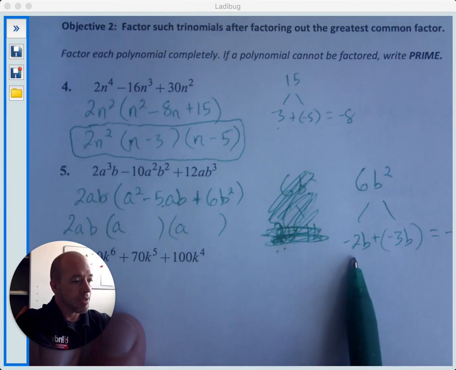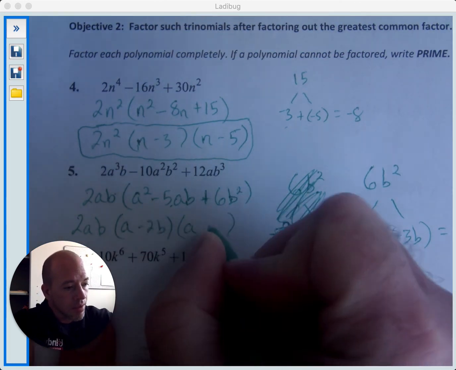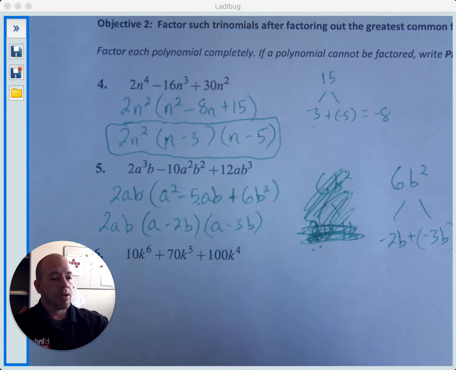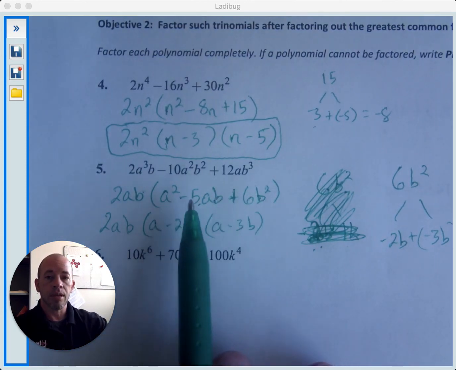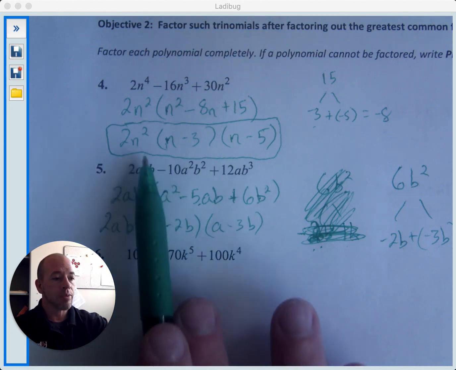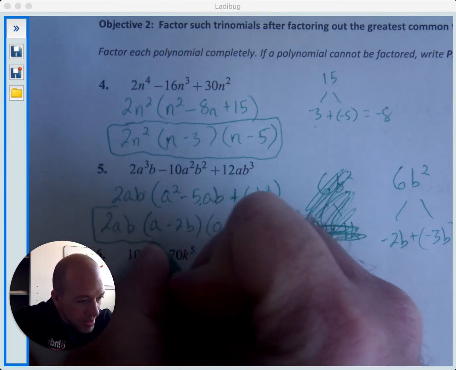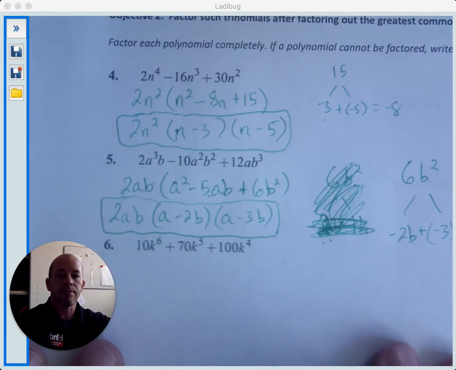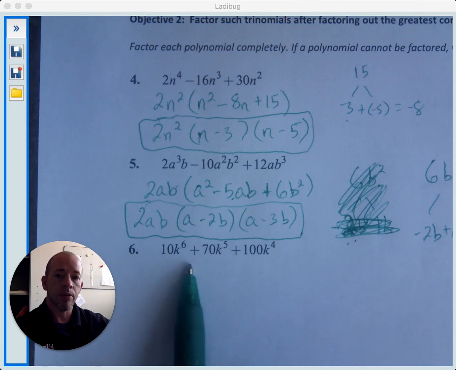Thought we were in trouble there, but all right, so we have our minus 2b, minus 3b. And I think we're in business. Now again, you could check: multiply the binomials, you would get the trinomial, and then multiply by 2ab, you would get back to where we started. And so we have successfully factored that one. Anytime they throw in an extra variable like that, it gets a little tricky, but you can handle it, I think.